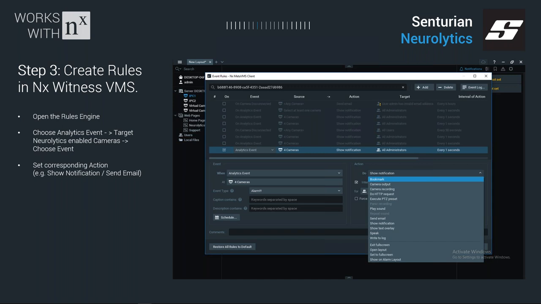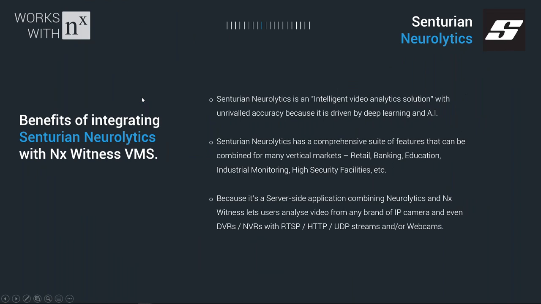The analytic event is the handshake we throw into Nx, and then you can activate any of the triggers you can see here. You can bookmark, play sound, speak, send an HTTP request, do anything that Nx does. So with the whole full suite of Nx Witness actions and event triggering, you can create almost anything you want from here. That's how we do it. Later we will also run a live demo on this. Let's go to the next slide. So these are the three steps, 1, 2, 3.